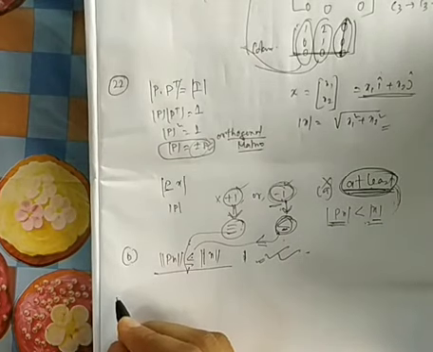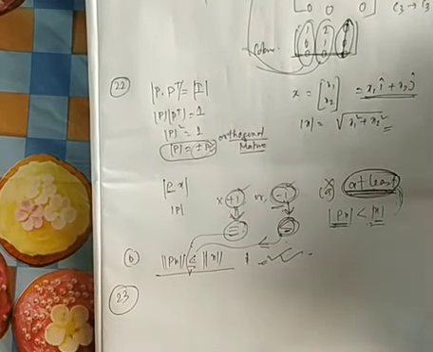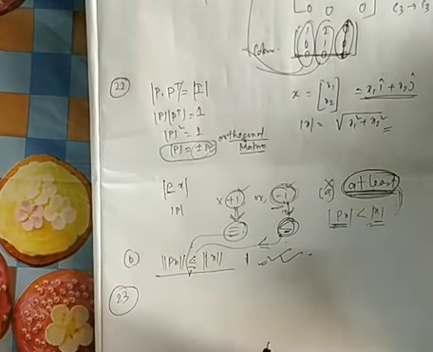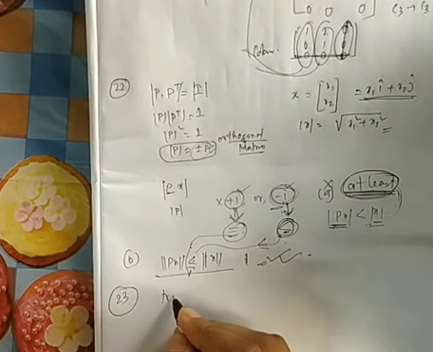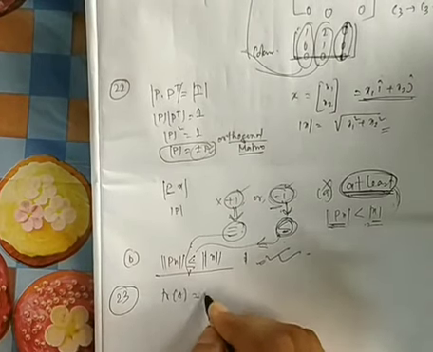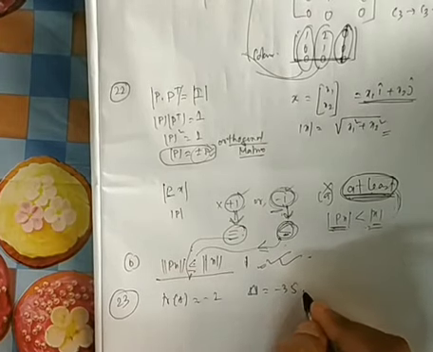So if you go for the next, 23, what is given in 23? The trace and determinant of a 2 cross 2 matrix are known to be minus 2 and minus 35. Trace of A is given as minus 2 and determinant delta is given as minus 35. The eigenvalues.